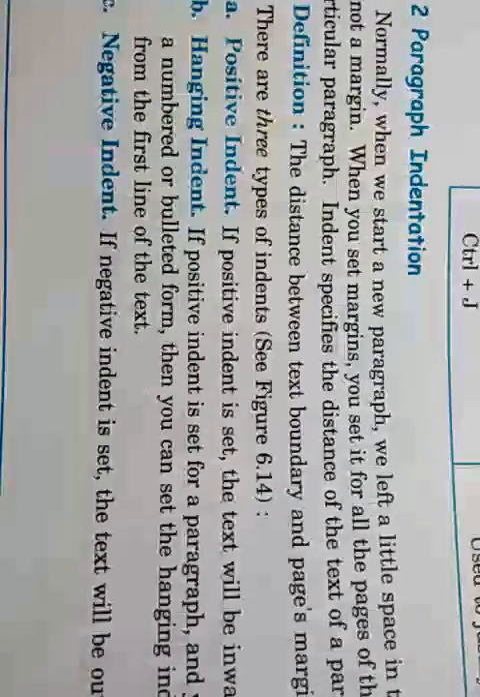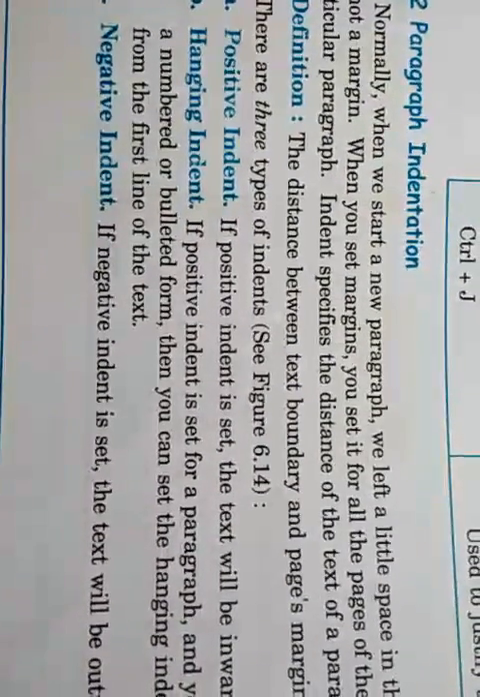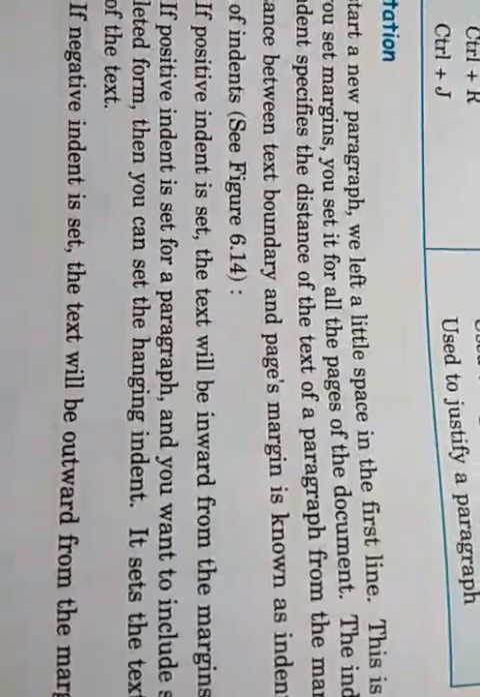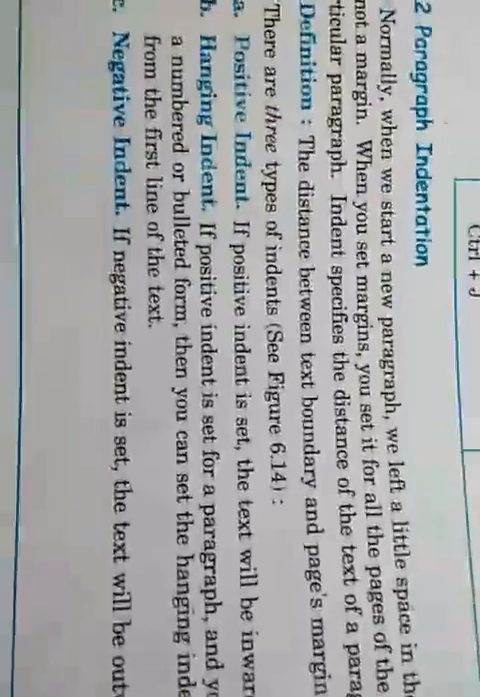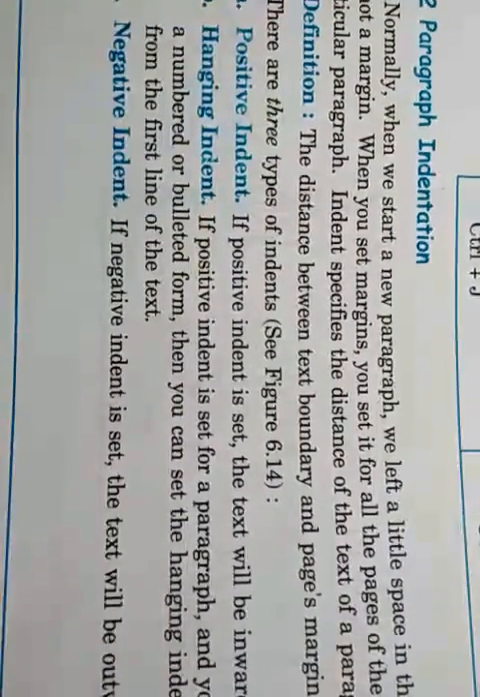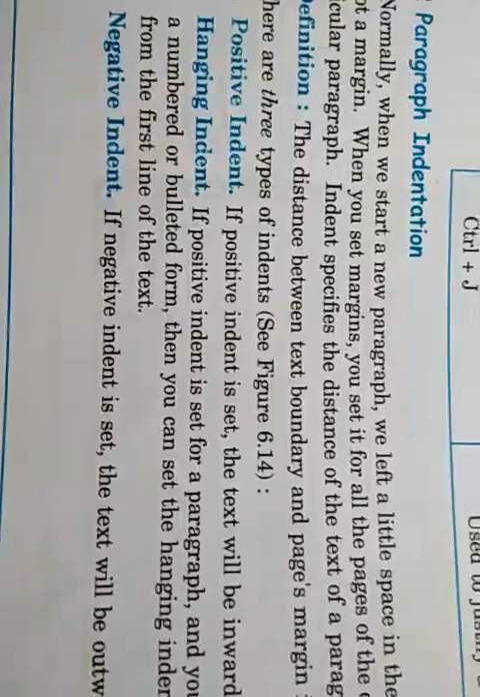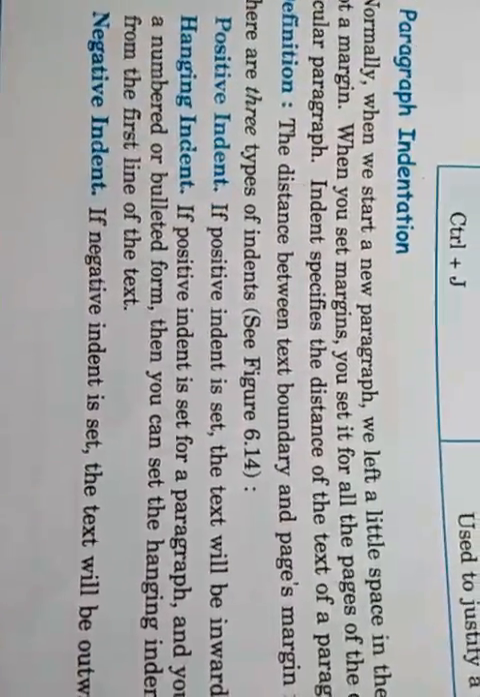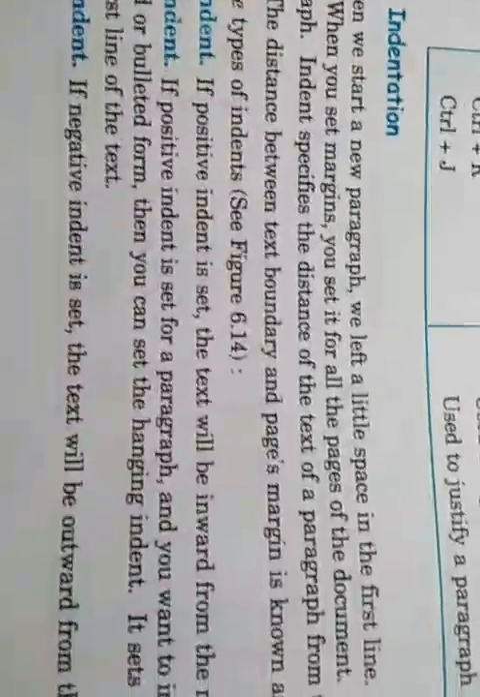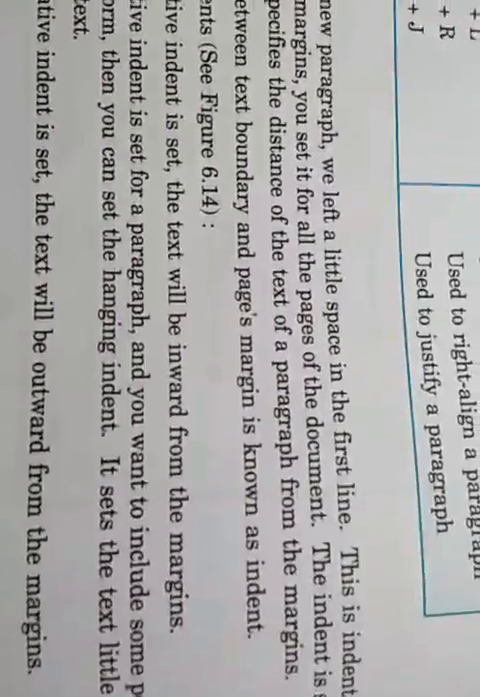Next is the hanging indent. If a positive indent is set for a paragraph, and then you want to include some points in a numbered or bulleted form, then you will set the hanging indent. In case of the third, negative indent, if the negative indent is set, the text will be outward from the margin.